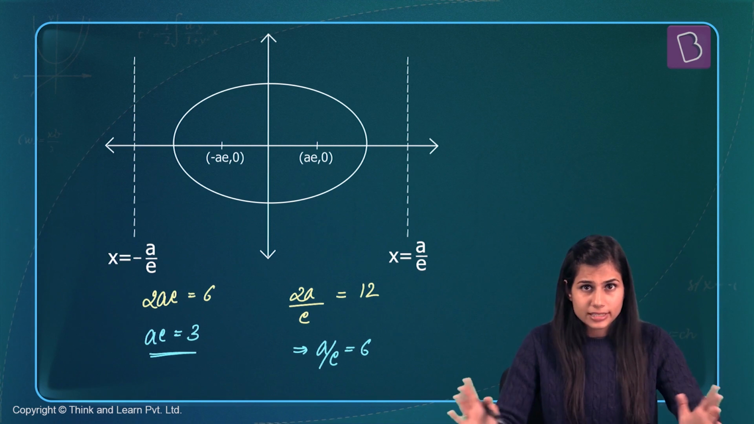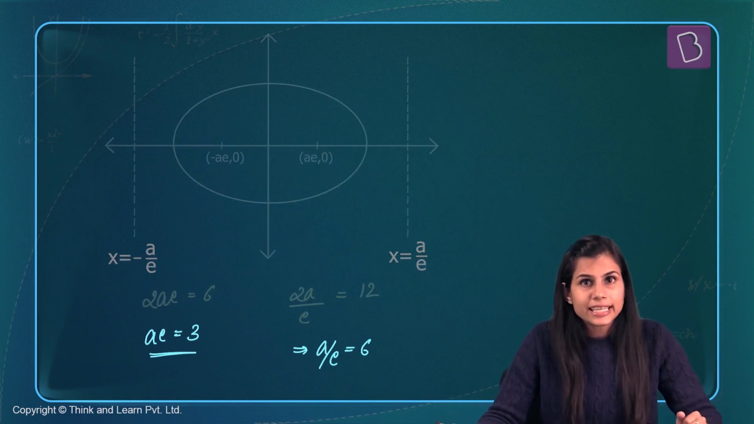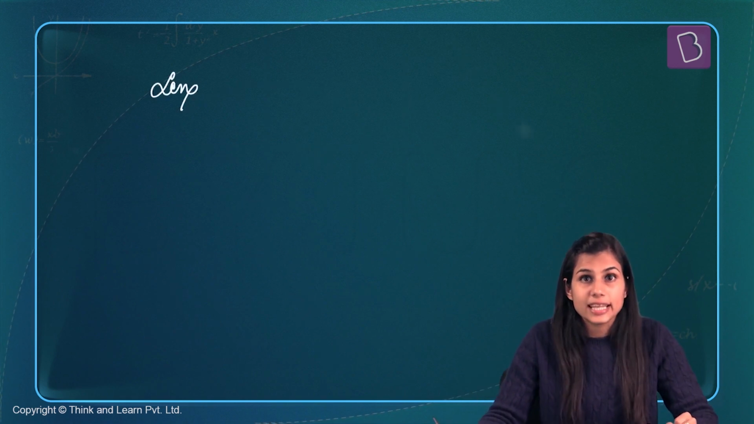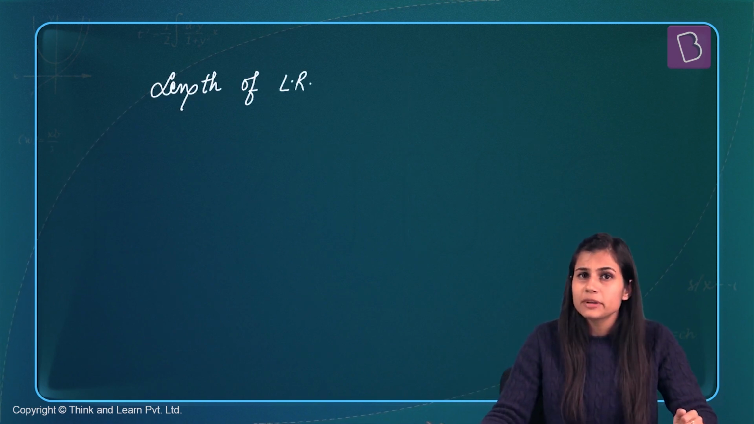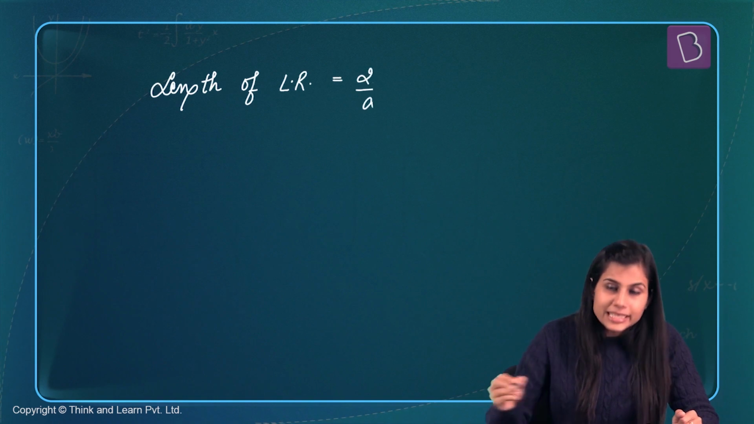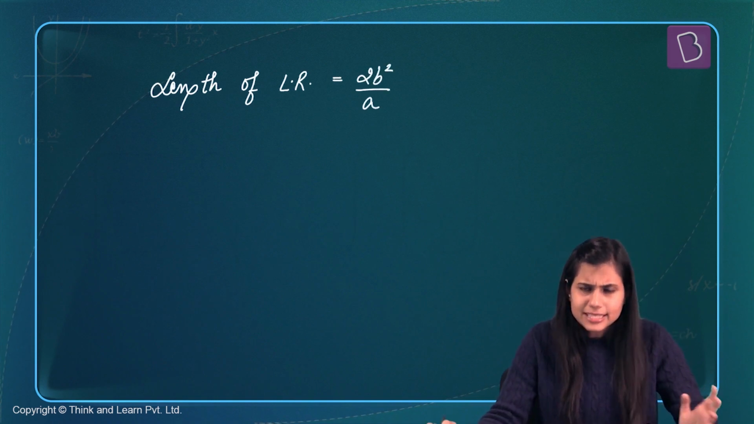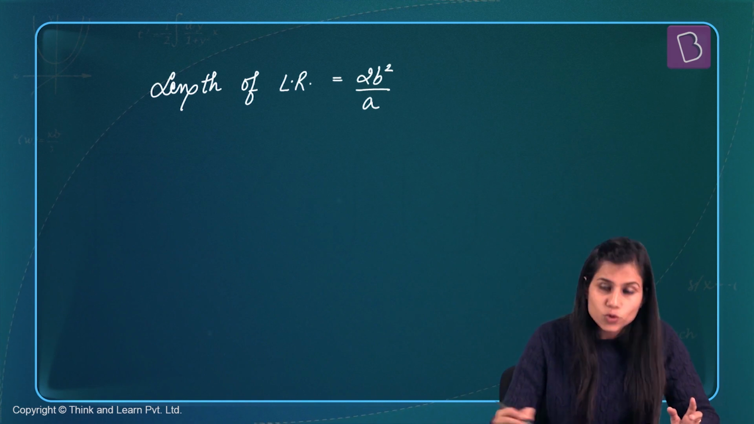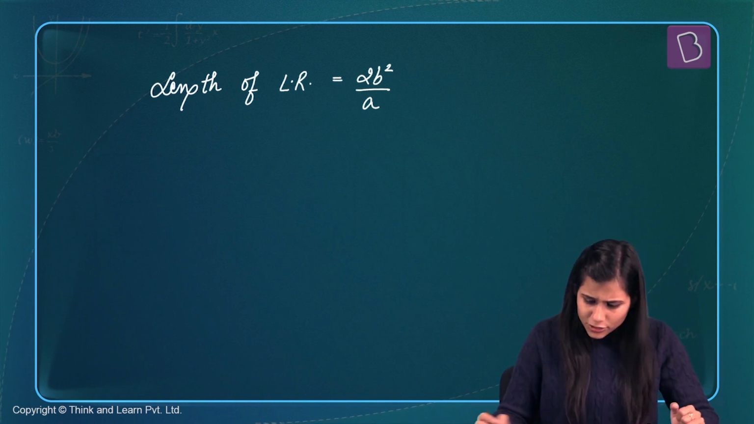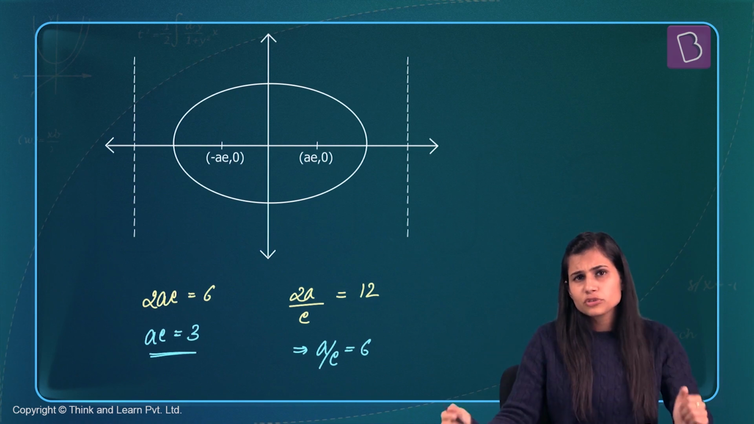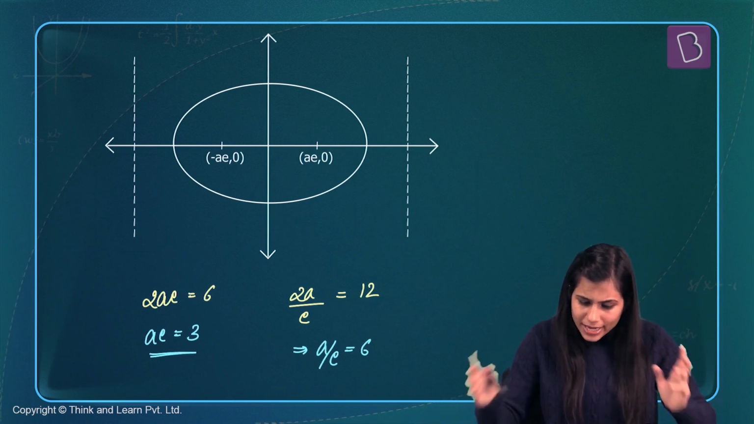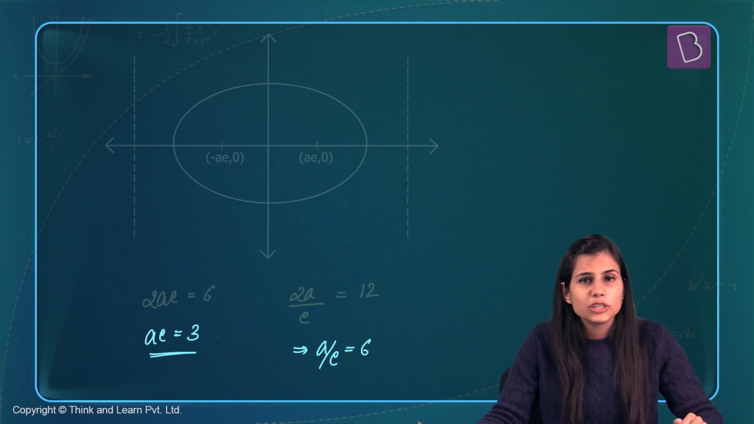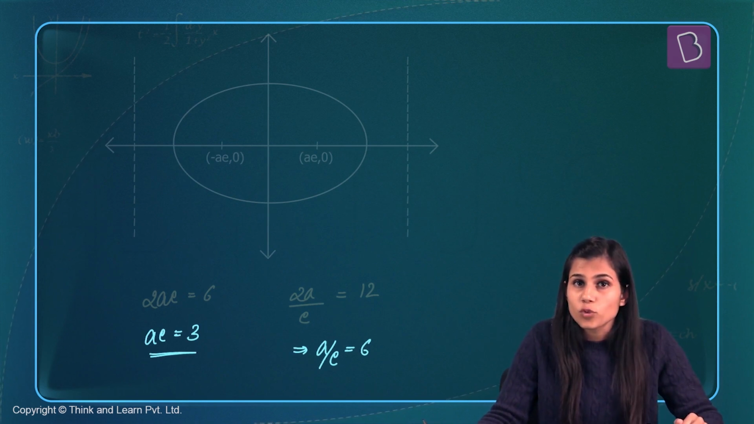So you can see two things: ae is 3 and a by e is 6. Based upon this, we have to find the length of the latus rectum. You know the length is given by twice of b square by a. This length can be known only when we have the explicit values of a and b square. This is very simple for you to realize. When I solve these two equations simultaneously, I'm going to get the value of a, realizing that e is a positive quantity.